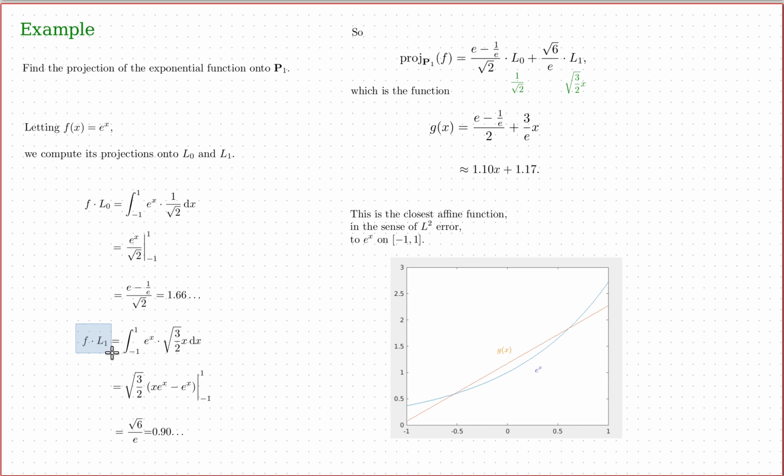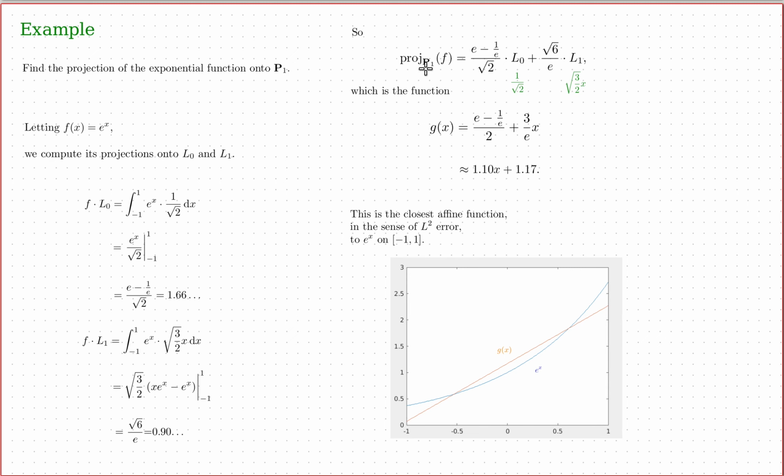Now we'll compute the dot product of f with L1. So this is going to be the integral from -1 to 1 of e to the x times radical 3/2 times x. Now I can pull out the radical 3/2, but e to the x times x is going to require integration by parts. I kind of skipped over that. What you end up with is, the antiderivative is radical 3/2 times x e to the x minus e to the x, and then we have to evaluate that between -1 and 1, and you end up with radical 6 over e. Okay, you can check my arithmetic on that, but I think I did that correctly.